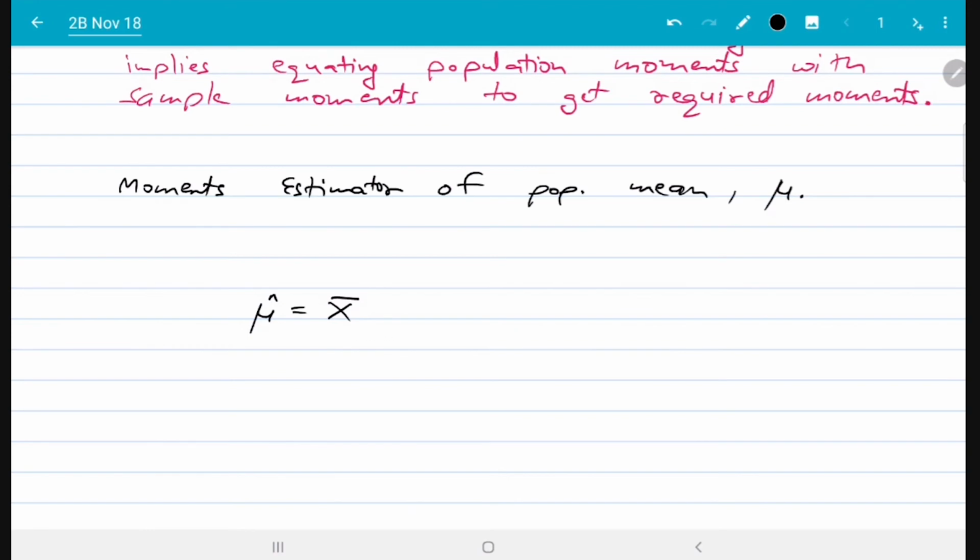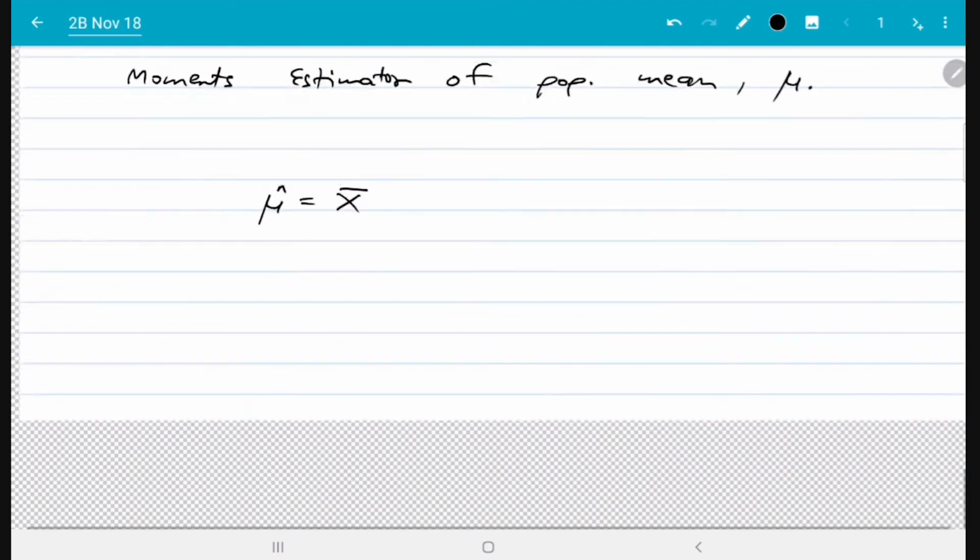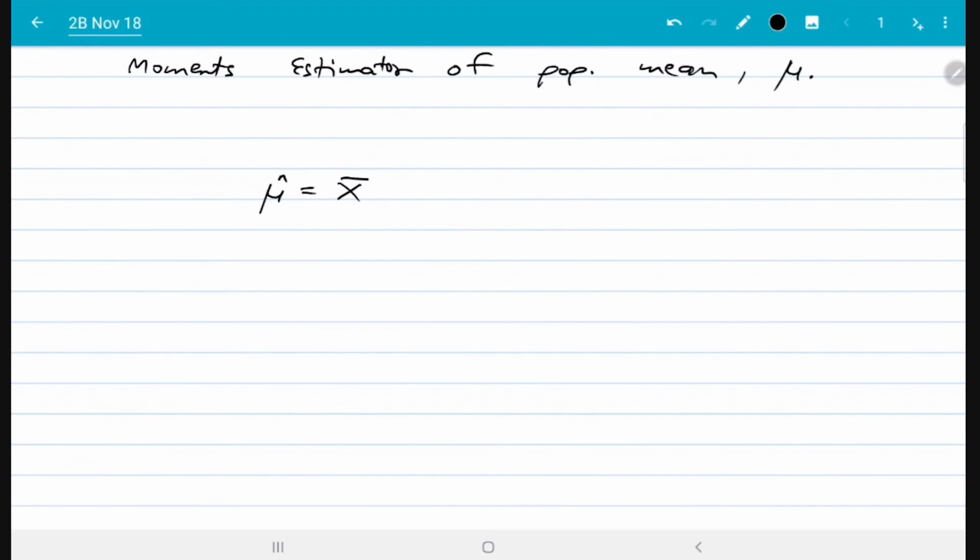There it is. Because theory has already been developed, we know that this is an unbiased estimator and it's also an efficient estimator. Among all the estimators that are available for population mean, this one has the smallest standard error associated with it. Okay.